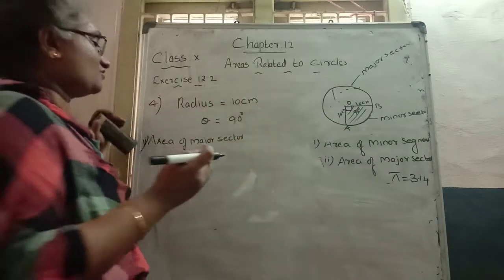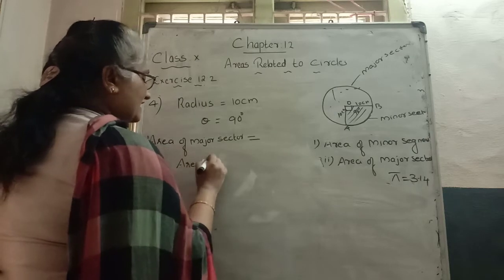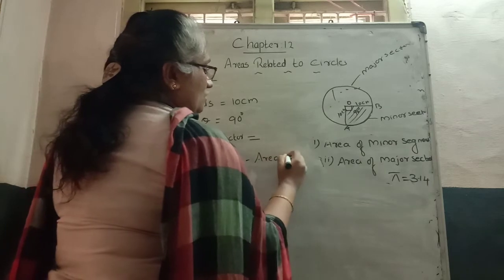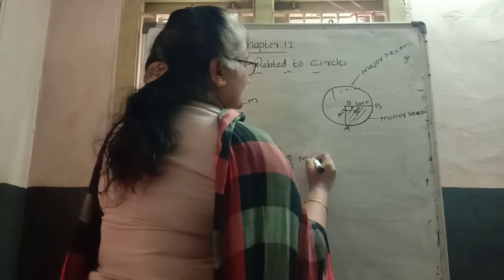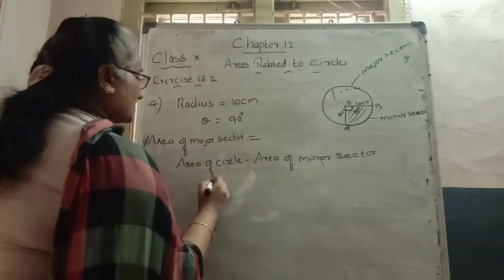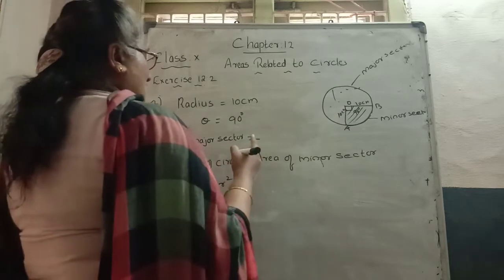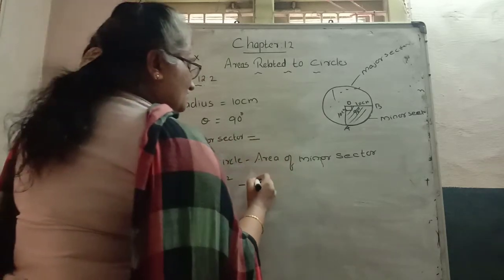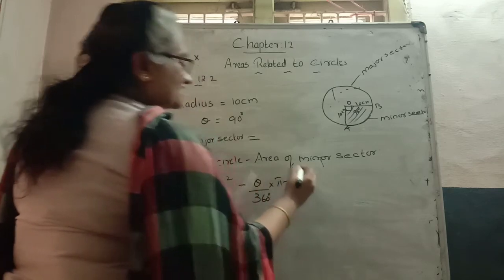Last class we learned that formula also. So the area of major sector is equal to the area of circle subtracted with the area of the minor sector. Area of circle, what is the formula? Pi r square is the formula for finding the area of a circle. Minus the area of minor sector, what is the formula? Theta by 360 degree into pi r square is the formula.